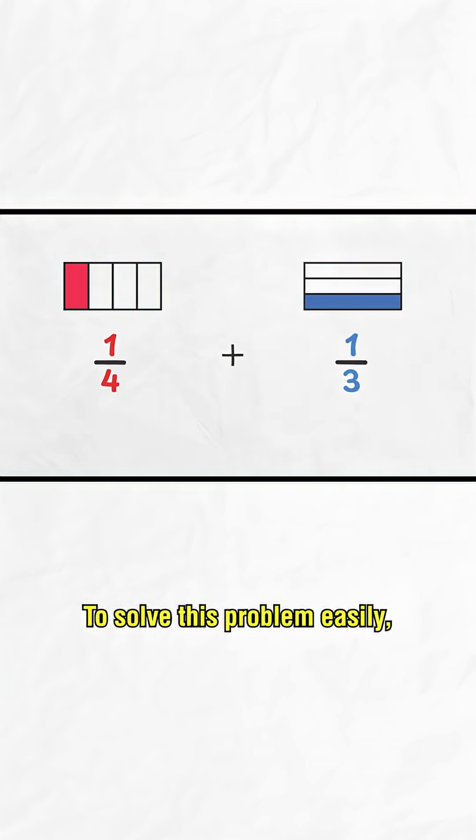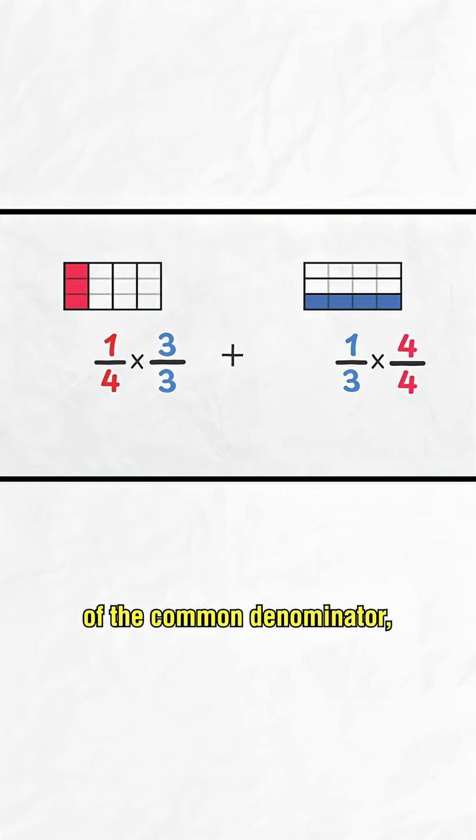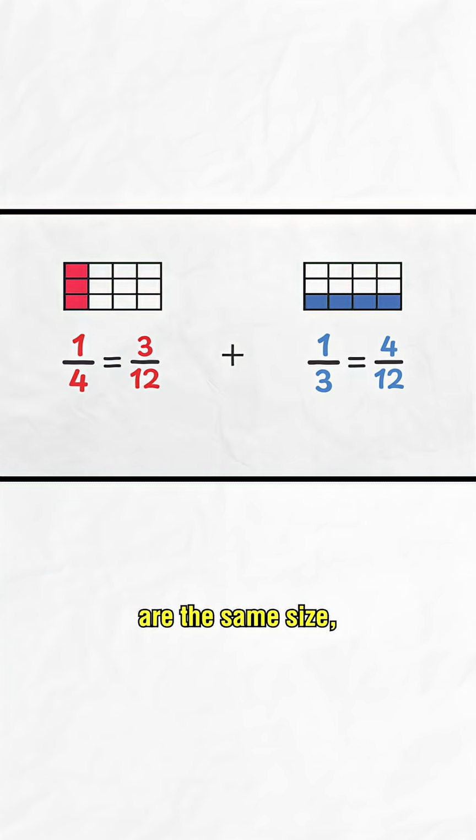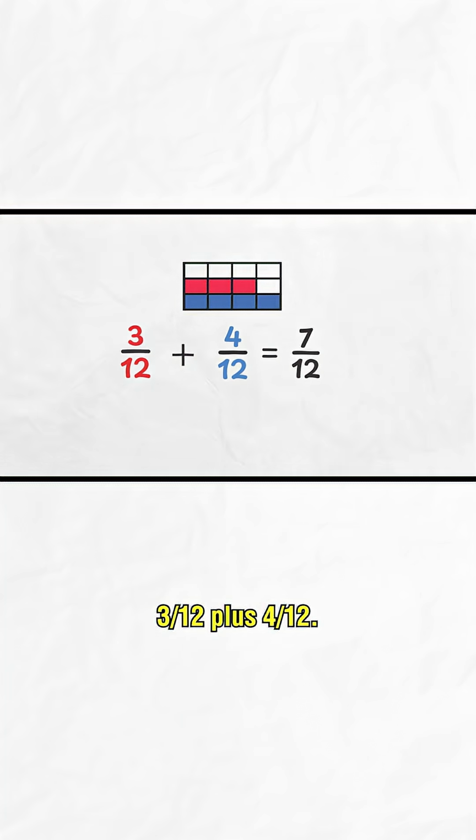To solve this problem easily, we need to find a common unit. Let's split each rectangle into equal pieces of the common denominator, in this case 12. Now that the highlighted sections are the same size, we can easily add them. Just like when we find the common denominator, we simply add the numerators together, 3/12 plus 4/12.